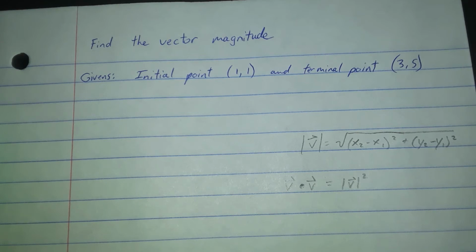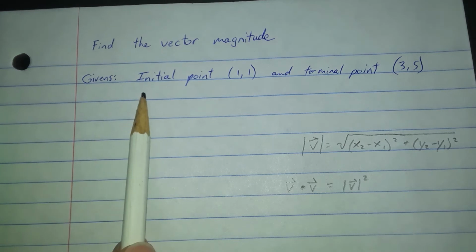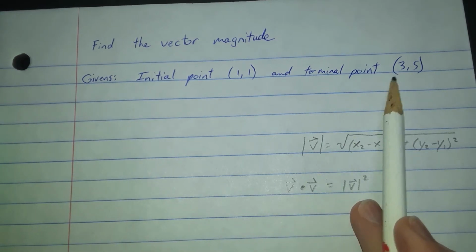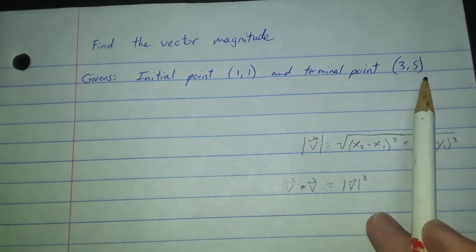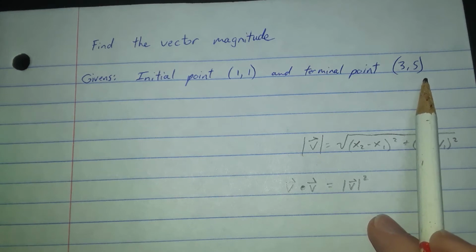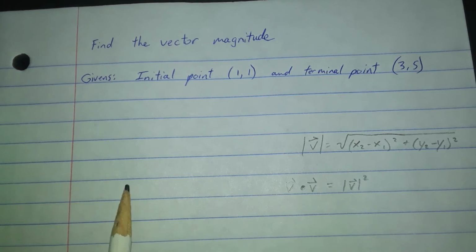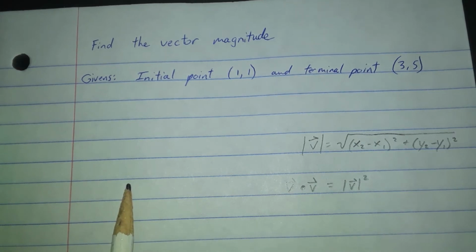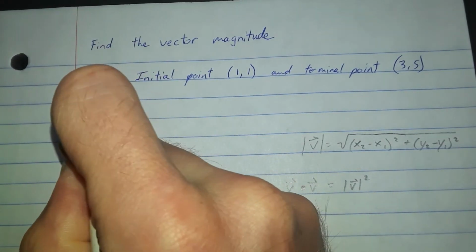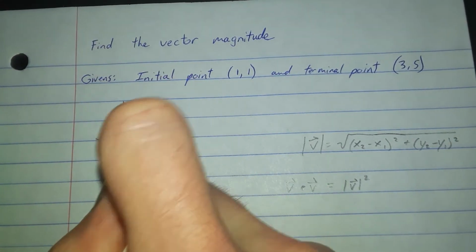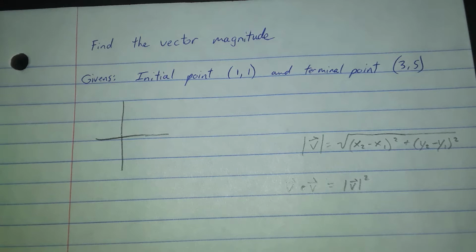We are going to find the magnitude of a vector, and we are given the initial point and the terminal point. Notice that the origin is not included in this, so this is a vector floating out in two-dimensional space, and we need to find this magnitude. So the first thing that I want to do is a quick sketch of this so that I have an idea what I'm looking at and that you have an idea what I'm working with.